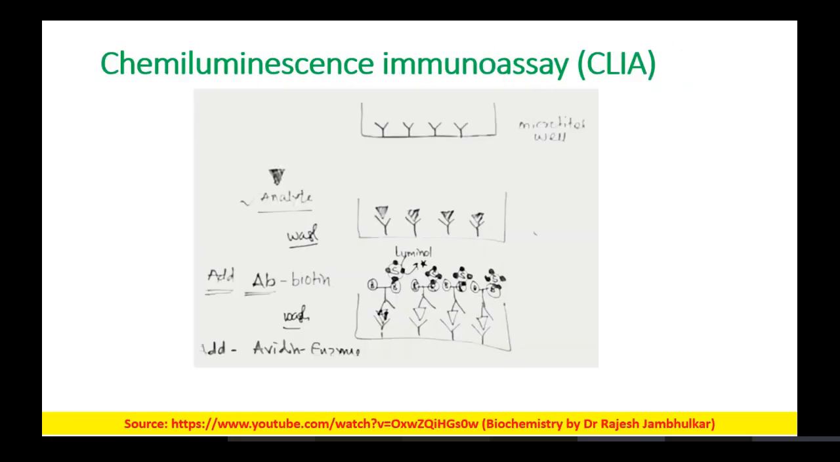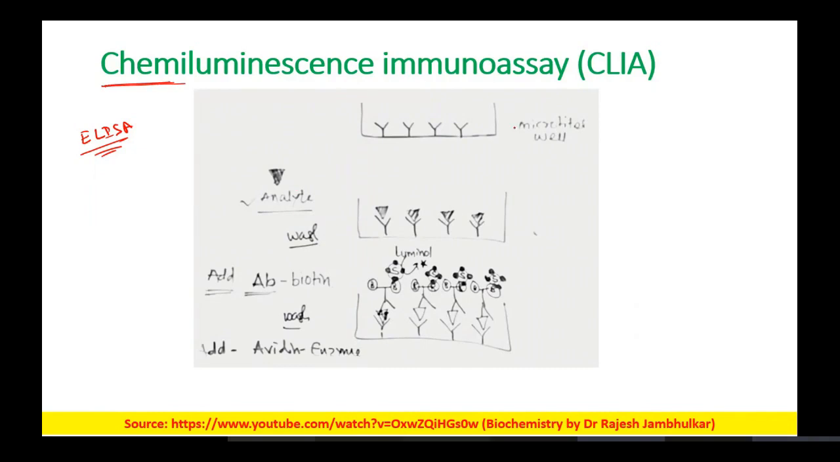Now there is another important bioluminescence analysis, which is regarded as chemiluminescence immunoassay. In this case, it is similar to ELISA. However, herein you will have some chemical compounds which will give you luminescence after a chemical reaction.